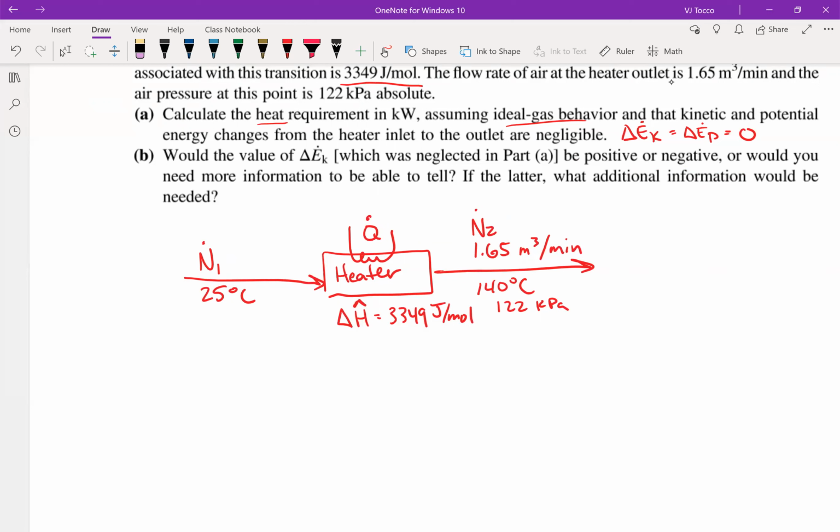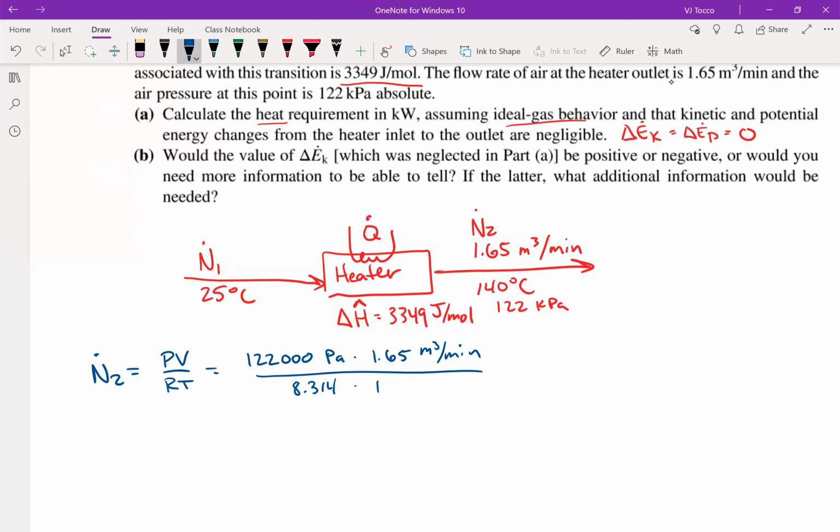So the first thing I would do, like I said, is the ideal gas law. N2 is equal to PV over, nope, I got that backwards. RT, no, I had that correct the first time. PV over RT, where P is 122,000 pascals, volumetric flow rate is 1.65 meters cubed per minute, R is 8.314, and T is 140 C.